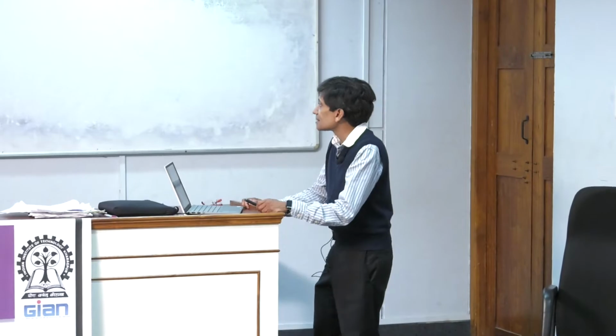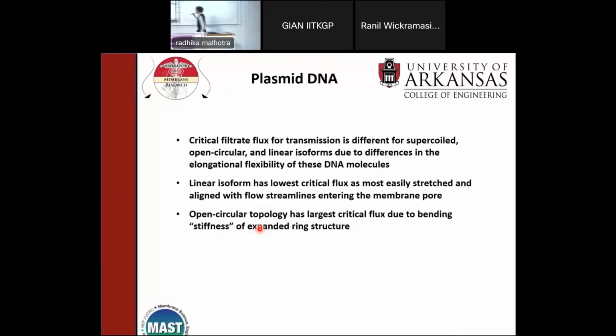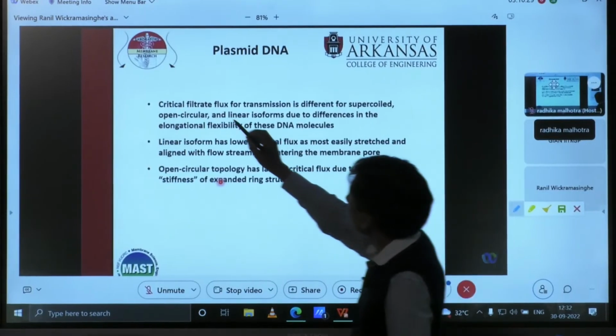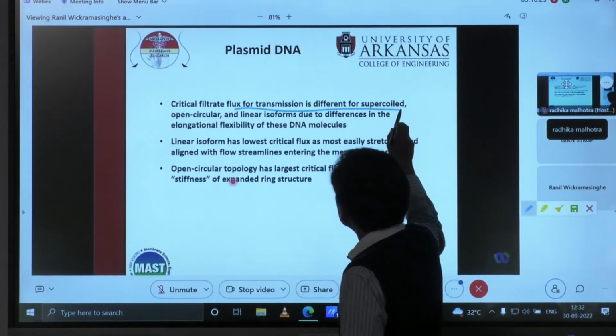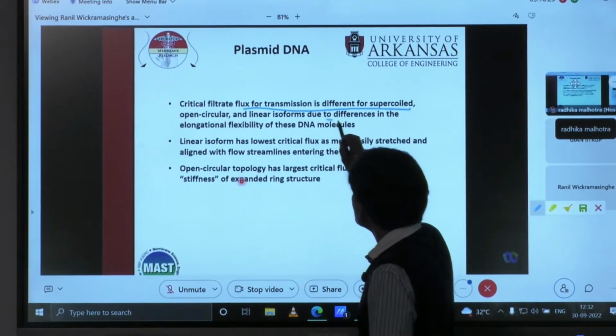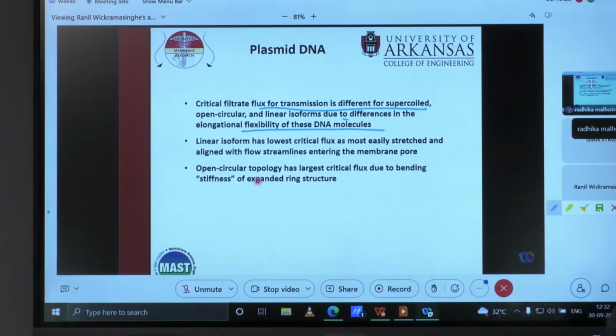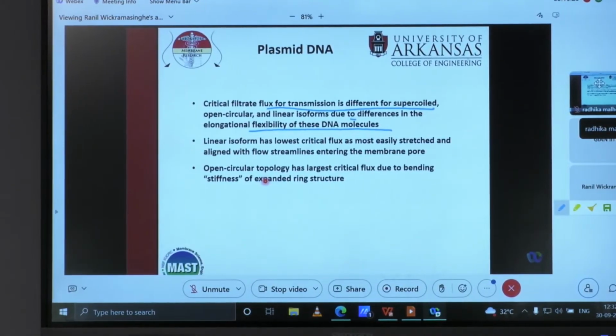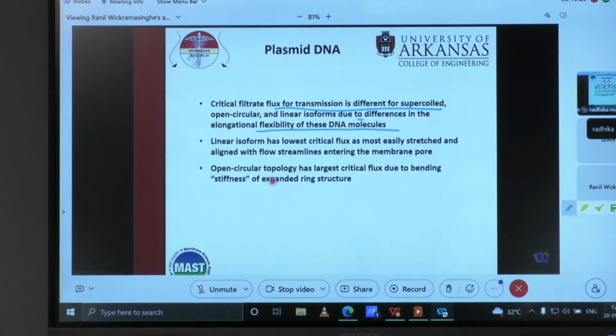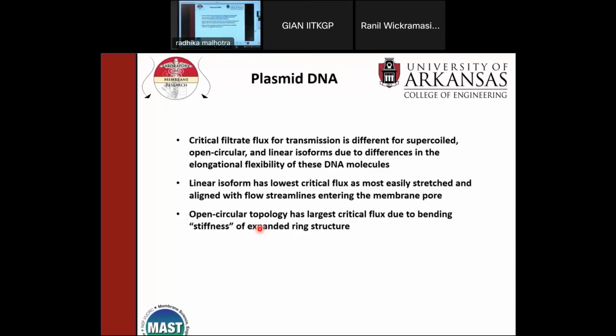So what can we say then? Okay, so basically what we can say is this. All of these ideas are stuff we have talked about already. The critical flux for transmission is different for supercoiled, open circular, and linear isoforms due to differences in their elongational flexibility, right? So you have this converging flow field, but one of them may go through first. In fact, the linear form may fit through this much more easily. You have to have higher flow rates to get the supercoiled form to squash into this and elongate, right?